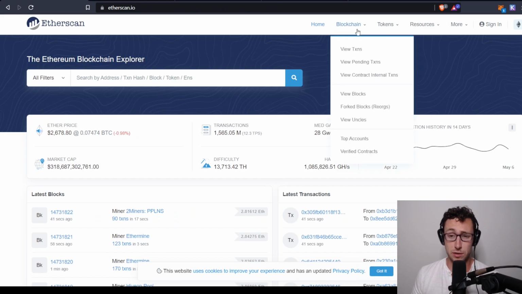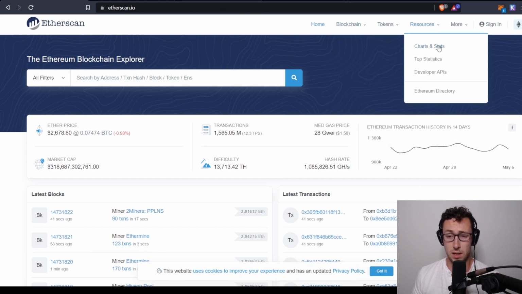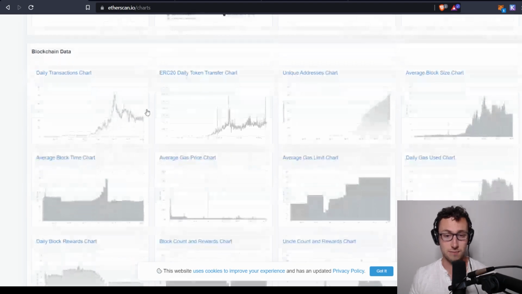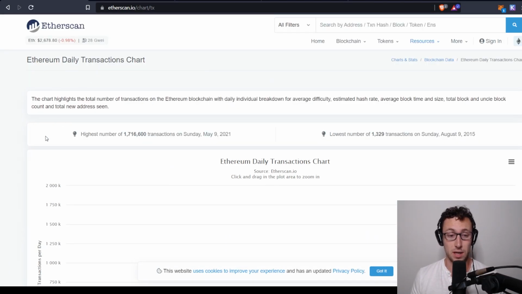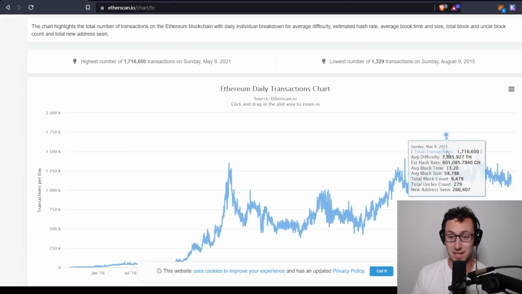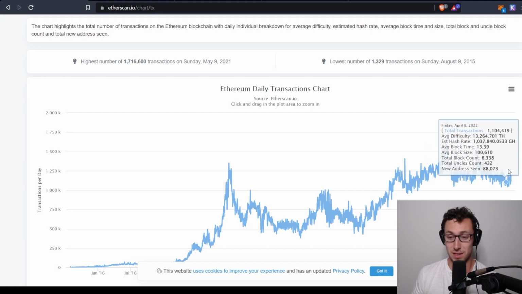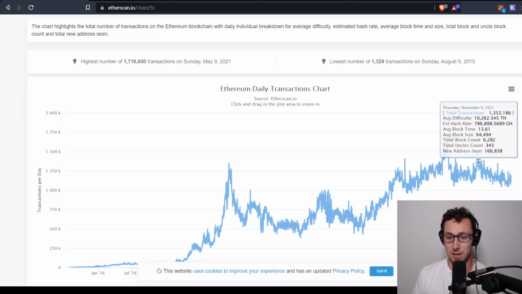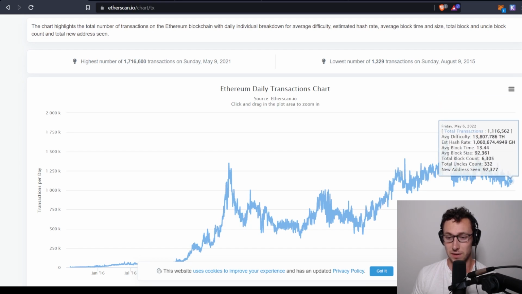And the third thing you can use it for is a bit more broad, but is also useful for getting a sense of how different networks are performing, as well as the overall state of the market. You can go to this charts and stats tab over in resources. And here you can see stats about the network. For example, you can see the daily transactions. We can see right here that the transactions peaked last May. And isn't it interesting that transactions have never fully recovered on Ethereum to where they were last May, although they did start to get close at the end of October.